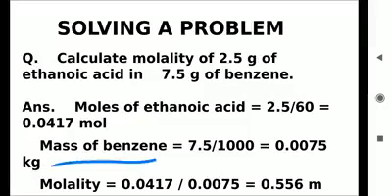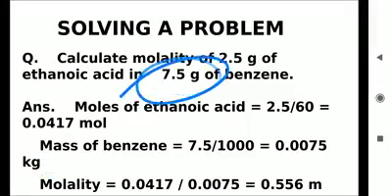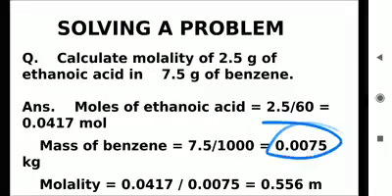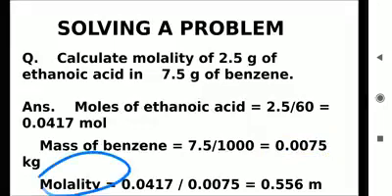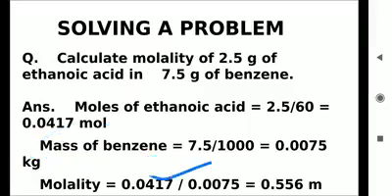Now benzene is the solvent, so the mass of benzene must be in kg, and it is given in grams in the question. So we will divide 7.5 grams by 1000 to get the mass of benzene in kg, and it comes out to be 0.0075. Now the molality formula is moles of solute divided by mass of solvent in kg. So our final answer, after calculating, comes out to be 0.556 m or mole per kg. So this is how we calculate the molality. It's very easy.